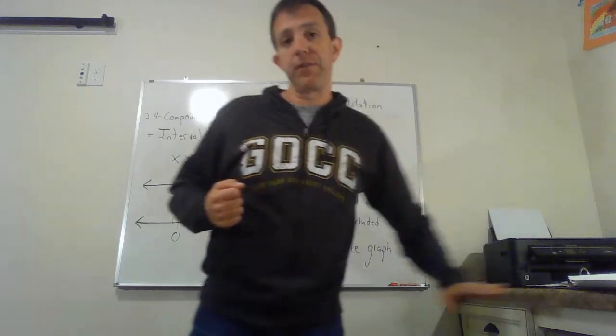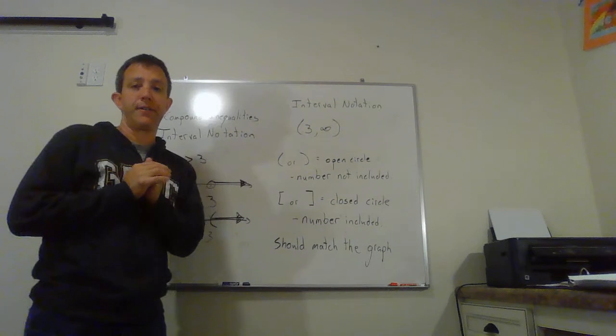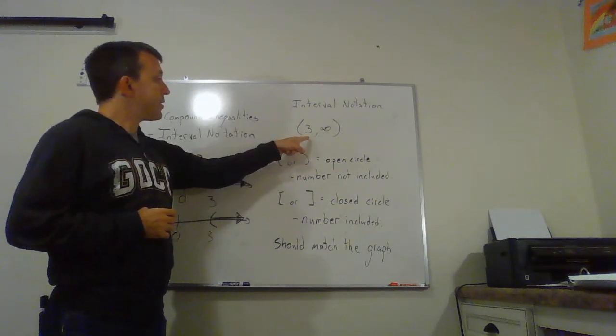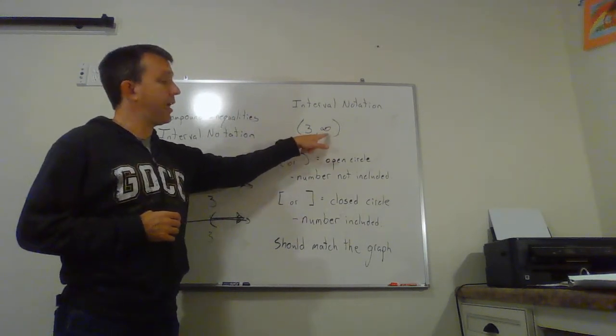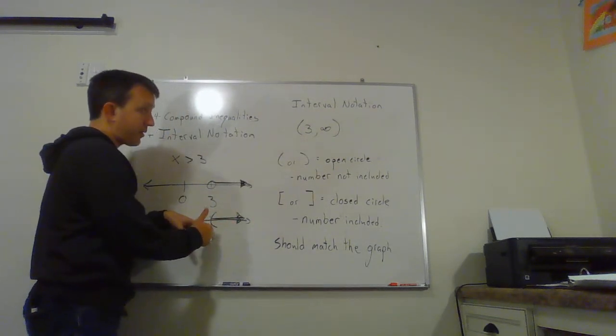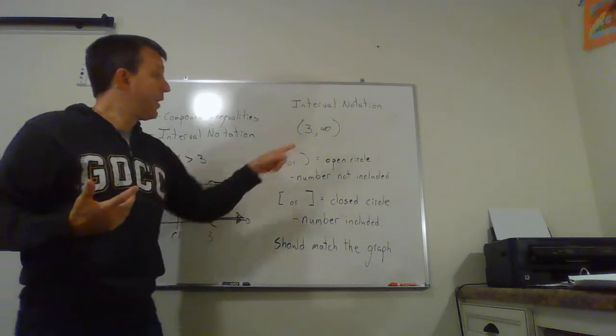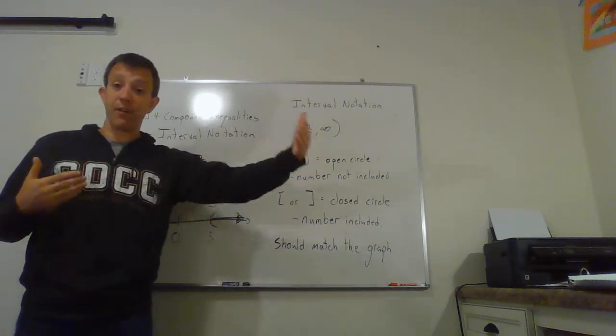Now, let's look at the interval notation. For this one, it would be 3 comma infinity. What this is, it's a piece of my number line that starts at 3 and goes out to the right forever, and so that's why we put infinity there on the right-hand side.